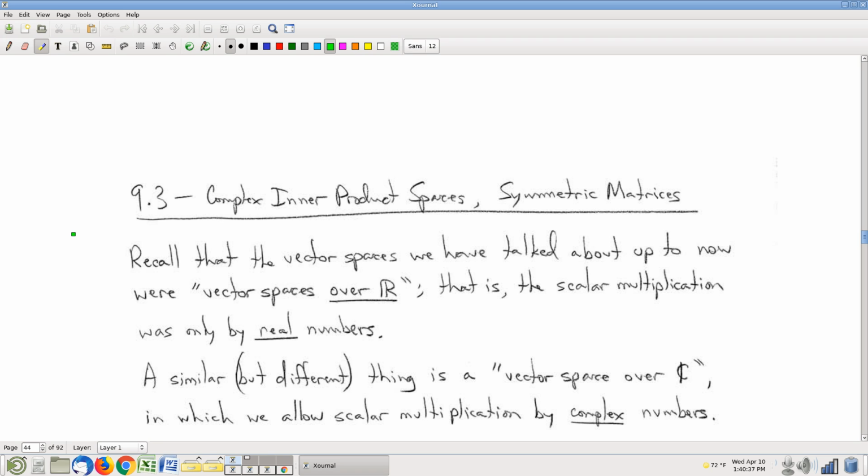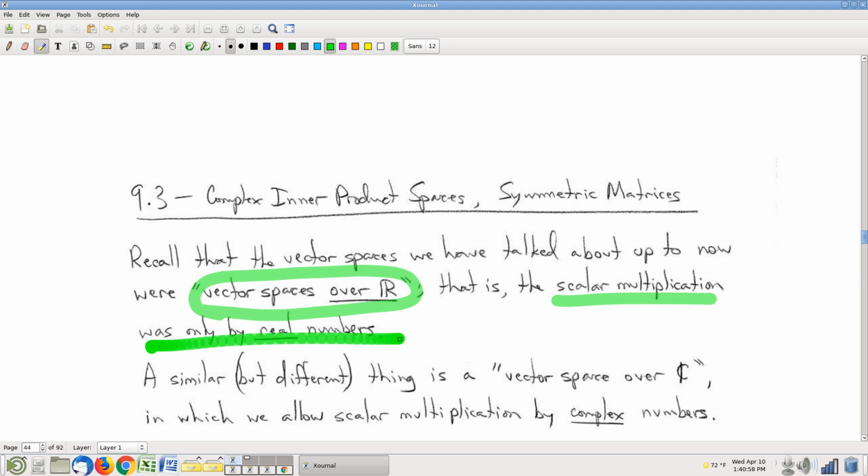today. Okay, so a long time ago we defined something called vector spaces. Well, that's what we casually call them. That's how we conveniently, casually thought of them. Specifically, what we defined was something called vector spaces over the real numbers. So specifically, scalar multiplication in the definition was only by real numbers.